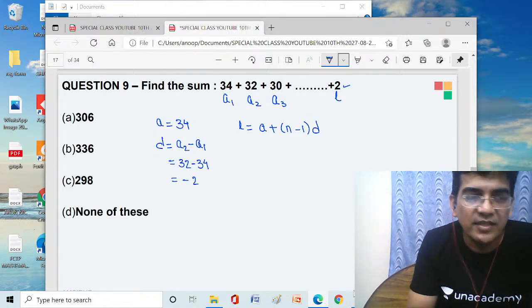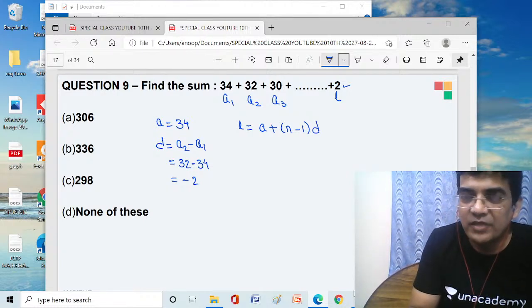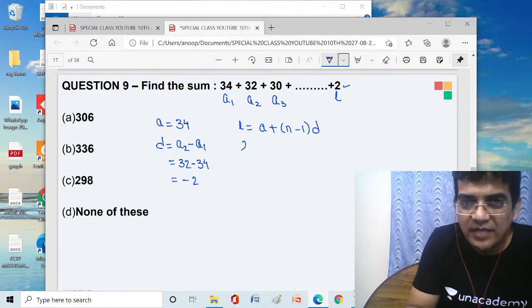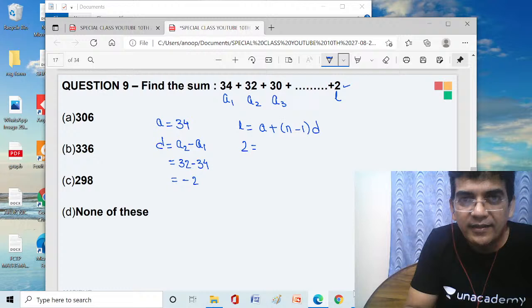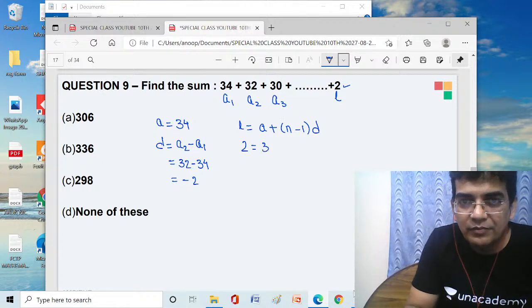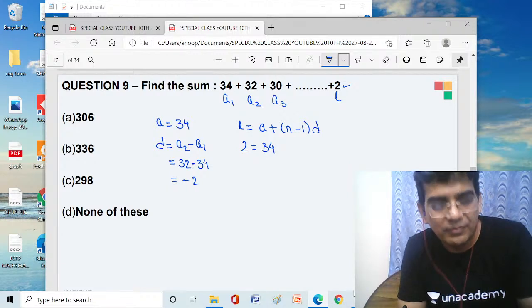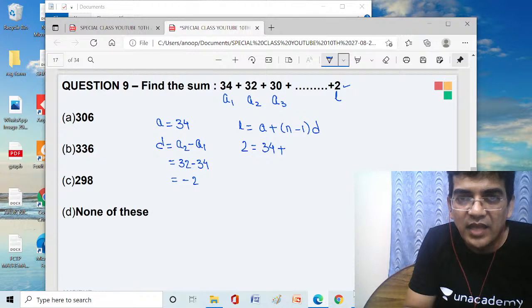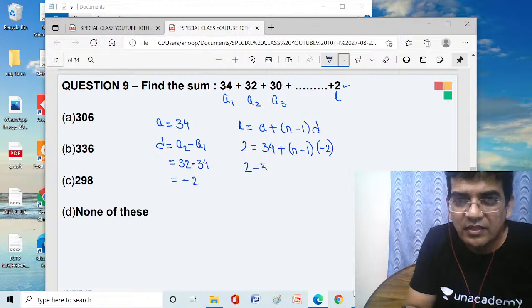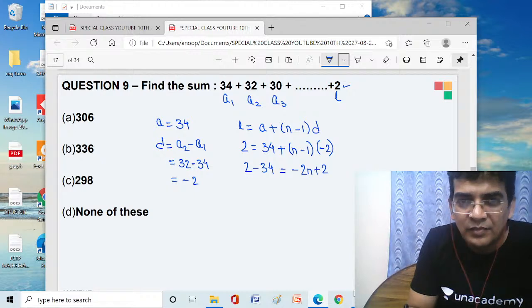Formula for the last term is same as the formula for the nth term. So I've written the formula. Now L means the last term, that is 2. What is A? A is 34. A is 34 plus n minus 1. And what is D? D is minus 2. This is 2. This will become minus 34 is equal to, now here I will open the bracket with minus 2. So I will get minus 2n and plus 2. So this will give me minus 32 is equal to minus 2n plus 2.